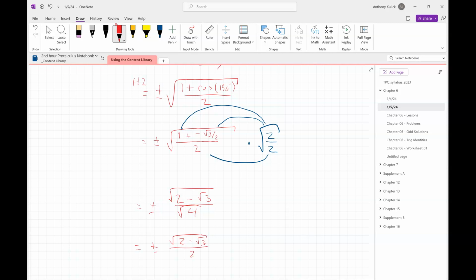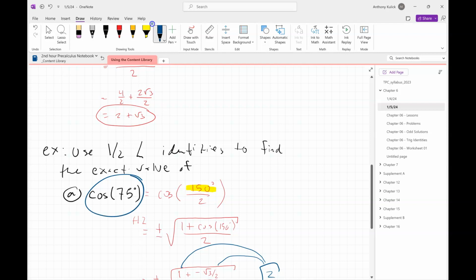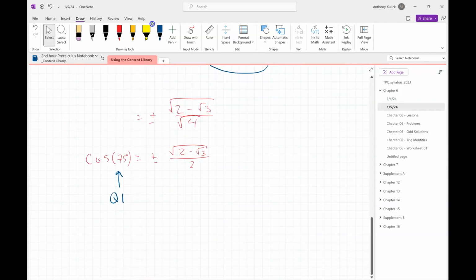Now, one last thing we have to do is figure out the plus or minus piece. Remember, what we're dealing with is cosine of 75. Seventy-five degrees is located in what quadrant on the unit circle? Are we doing half of 75? No, 75 is half of 150. The original problem is cosine of 75, right? I take the original problem, not 150. I care about the 75 that we started with. That's in quadrant one, right?